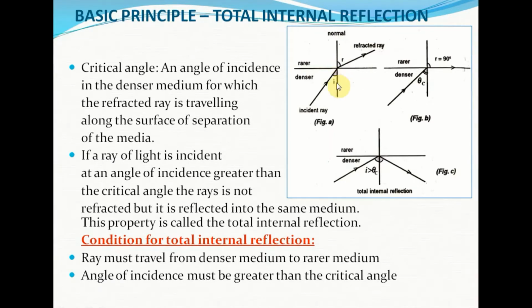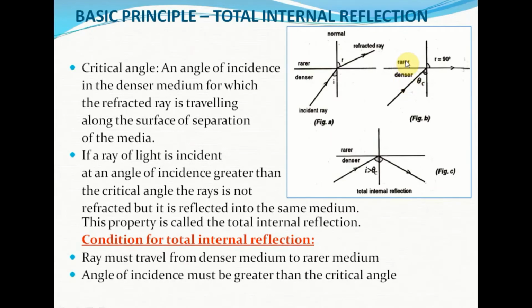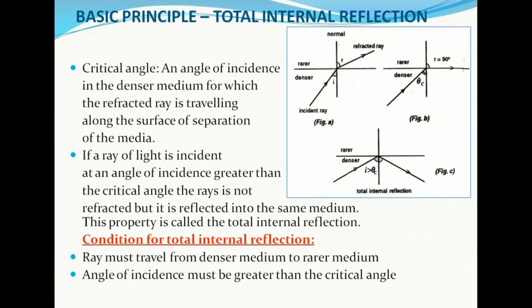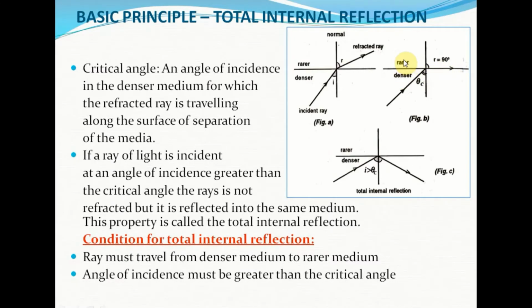So this is the case normally happening, and in the second figure it is shown that the light ray again is traveling from denser medium to rarer medium. At a particular angle of incidence, what will happen? The refracted ray will be traveling along the surface of separation between two medias. So this is the surface of separation between two medias. This is the denser medium and this is the rarer medium. Normally the refracted ray will be bent away from the normal.